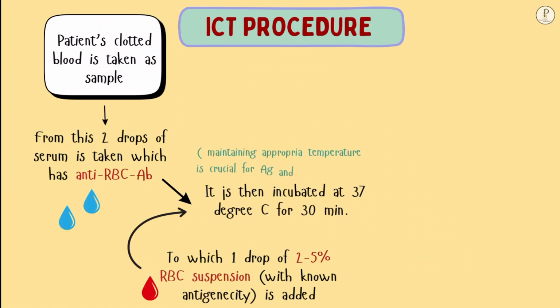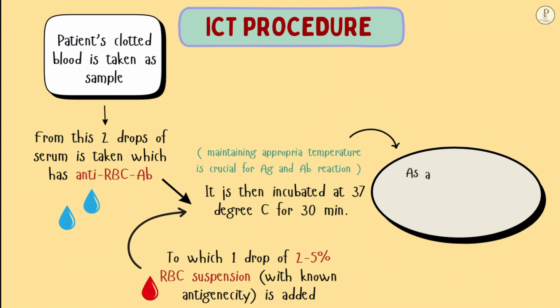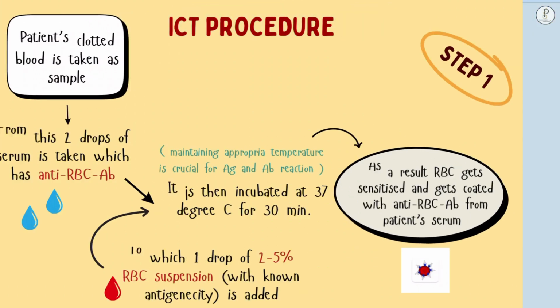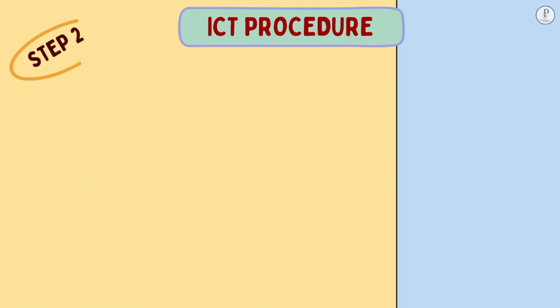Maintaining appropriate temperature is crucial for antigen and antibody reaction. Hence, RBC gets sensitized and gets coated with anti-RBC antibody from patient serum. Till this point, it is step 1 of ICT. Step 2 of ICT is similar to the single step of DCT.